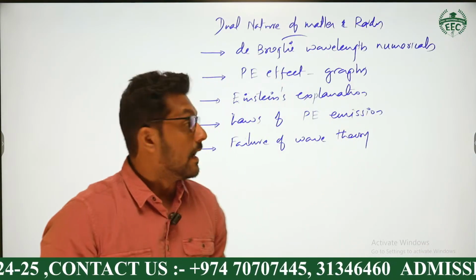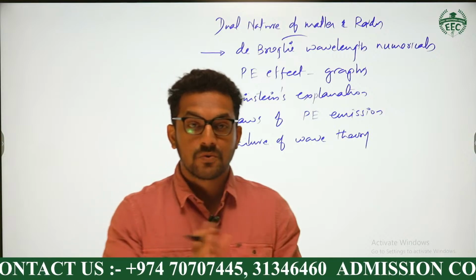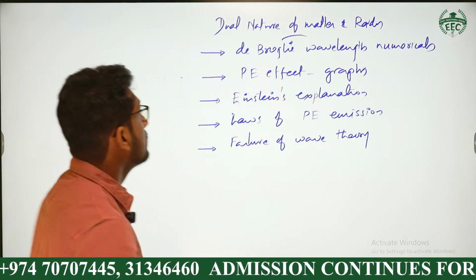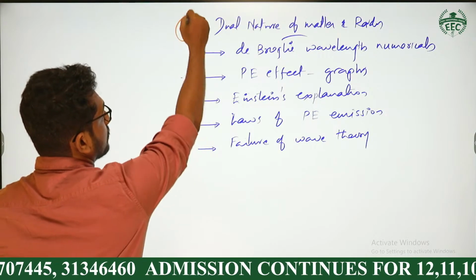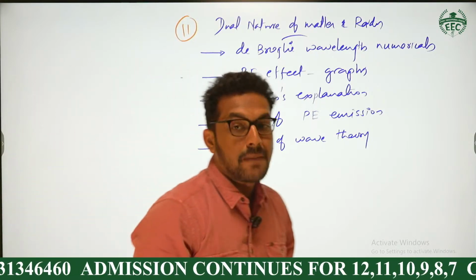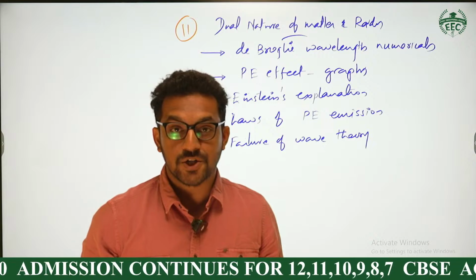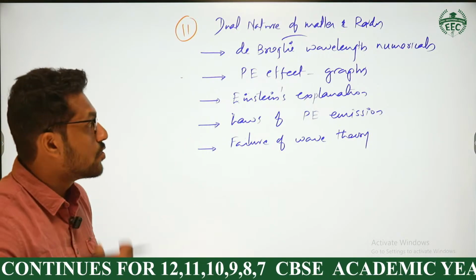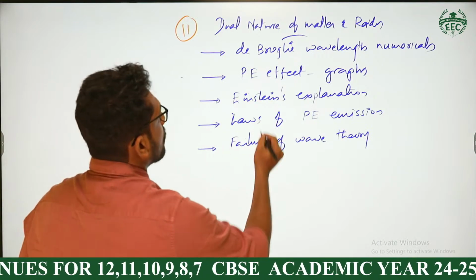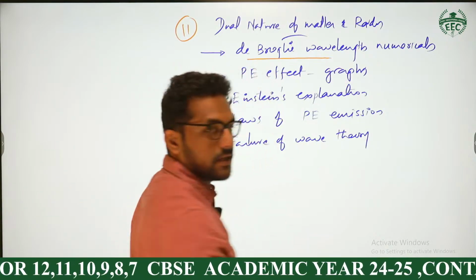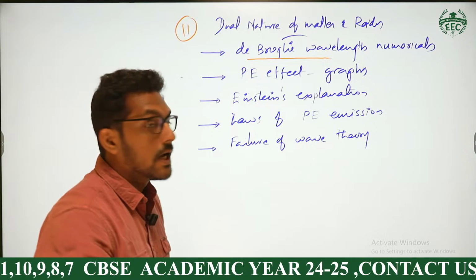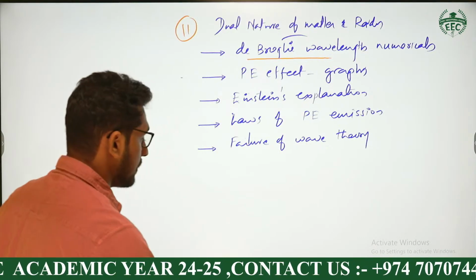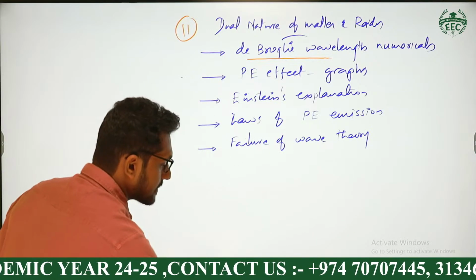We don't have much time to spare, so I'm going directly into this chapter. This chapter is the 11th chapter, dual nature of matter, dual nature of particle and radiation. Let's look at what are the main topics, what are the main points you have to remember. The first one is de Broglie wavelength. De Broglie wavelength is very important.